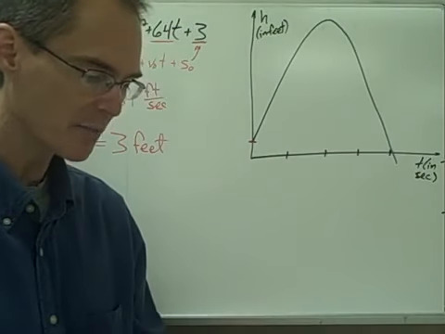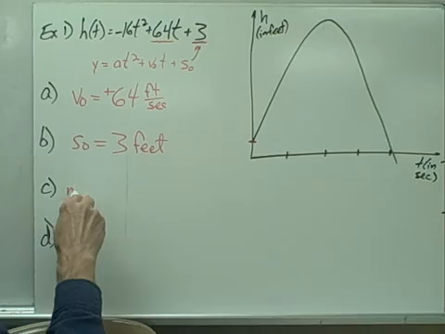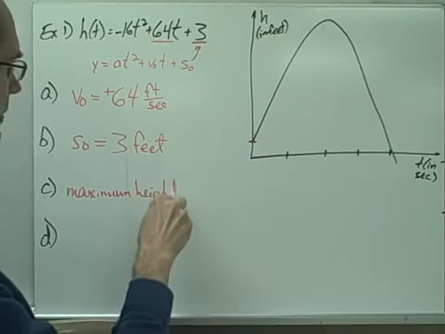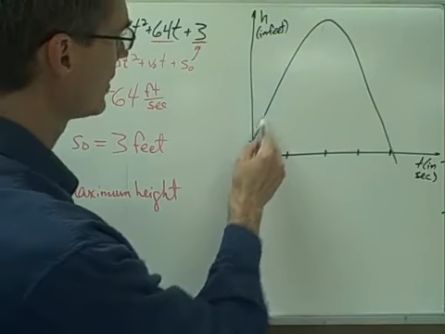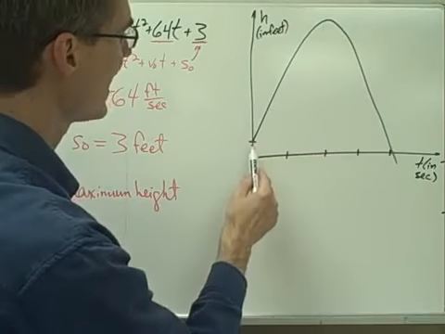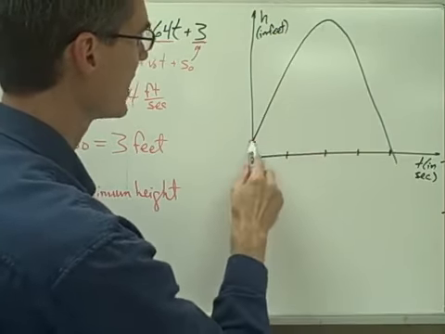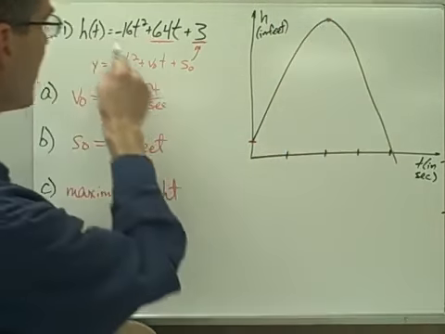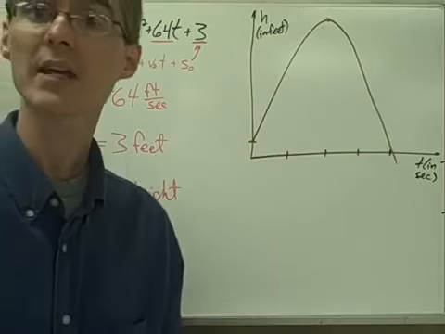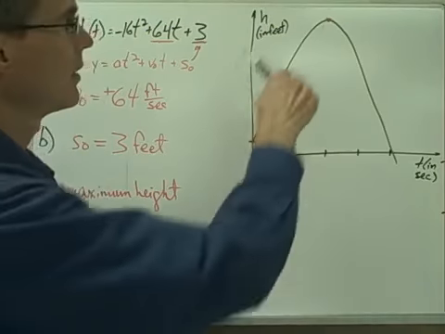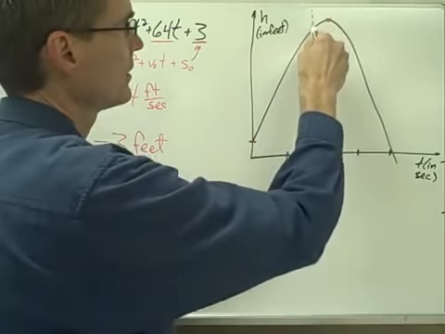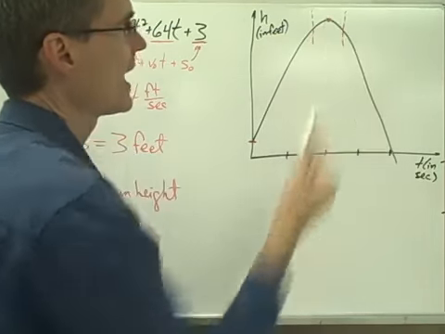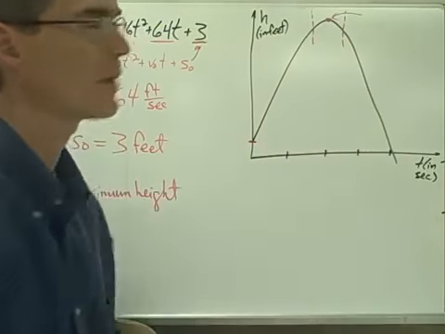Part C, how high does the ball travel in the air? In other words, what is the maximum height of the baseball? Well, since our graph here shows us the height of the baseball as a function of time, I can see that the baseball reaches its maximum height right here. And if I enter this function into my graphing calculator, I can use my maximum function on my calc screen. I give it a left bound, I give it a right bound, and I give it a guess point. And it's going to tell me that point right there on my graph.